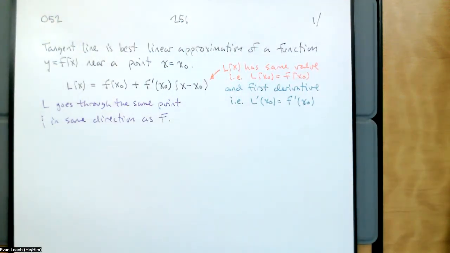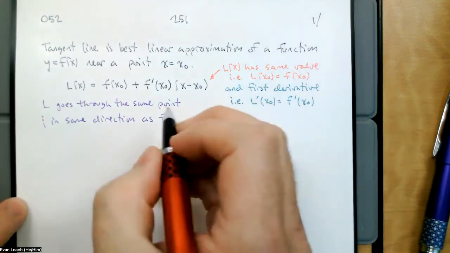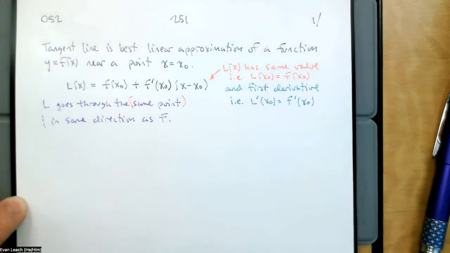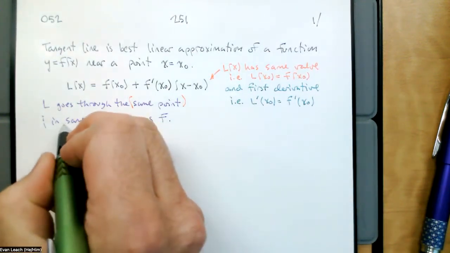That's how we could describe it in words. What we mean in terms of calculus is that the value of the function is the same: L at x naught is equal to f at x naught. And in the same direction is the first derivative business. The slope of the tangent line is the slope of the line. So through the same point and in the same direction.